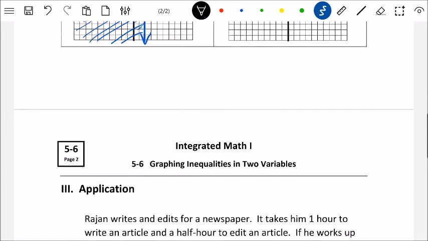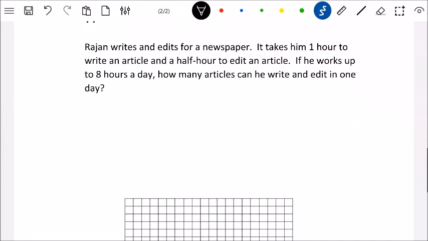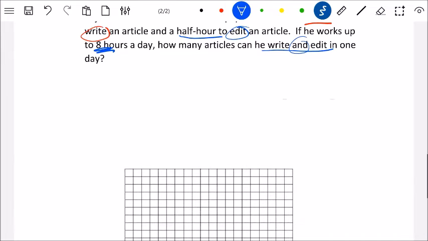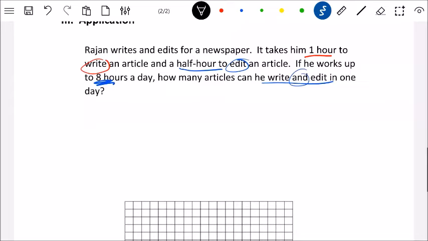Let's take a look at an application problem now. Rajan writes and edits for a newspaper. It takes him 1 hour to write an article and half an hour to edit an article. And he works up to 8 hours a day. How many articles can he write and edit in one day? Okay, so we're looking at a combination.